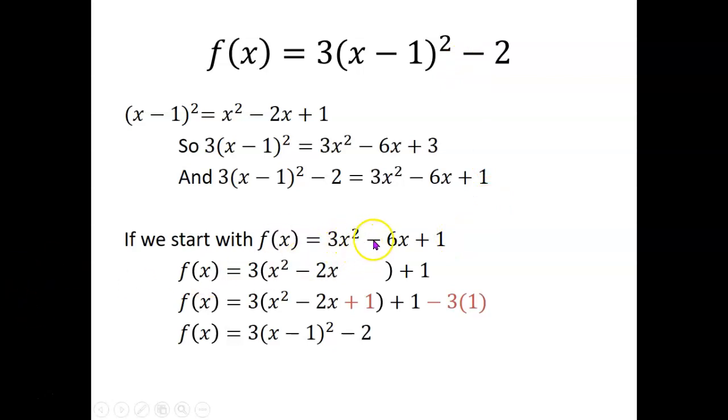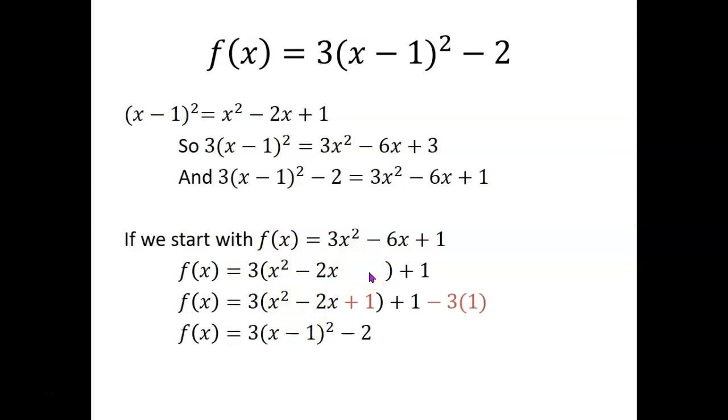Here's how that works. I would take these first 2 terms, the x squared term and the x term, and from just those 2 terms, I would factor out the coefficient on the x squared term, that 3 there. So I would write it as 3 times (x squared minus 2x). And then I've still got the plus 1 on the end outside the parentheses. Now, inside the parentheses, I want to complete the square. I want to add a number that would make this a perfect square.